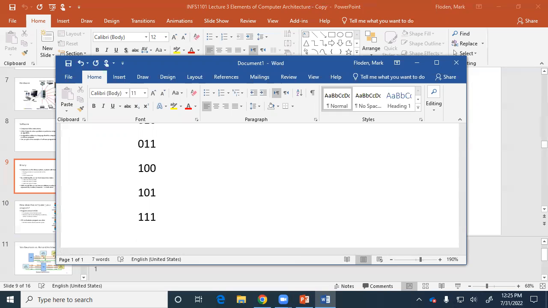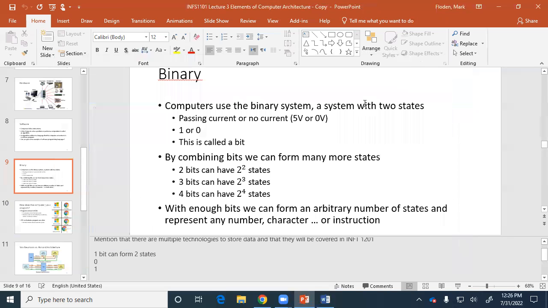And how many states is that? Did I miss any? 1, 0, 1. 1, 1, 1, 1, 0. Oh yeah, 1, 1, 0 would be here after this. How many states is that? 1, 2, 3, 4, 5, 6, 7, 8. So you have 8 states with 3 bits, right? Did I convince you? There's 8 states with 3 bits, and so on and so forth.